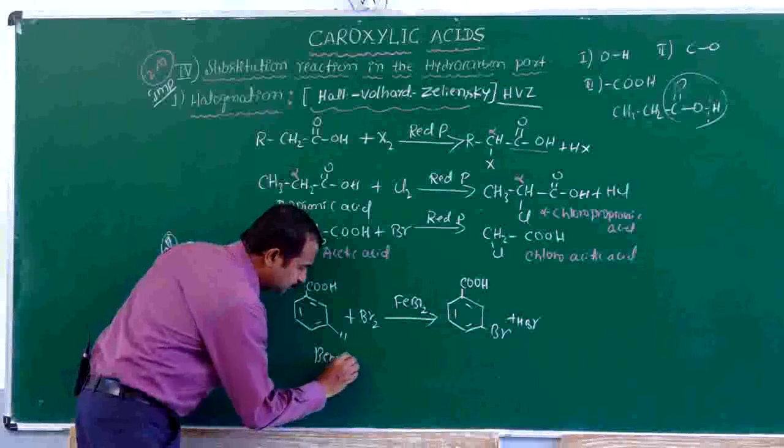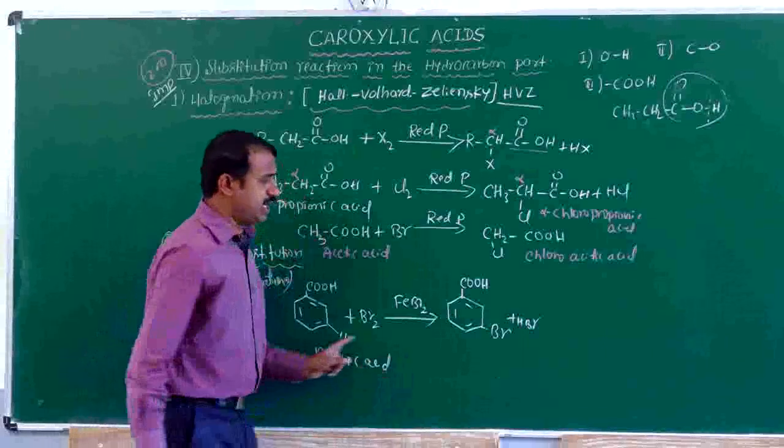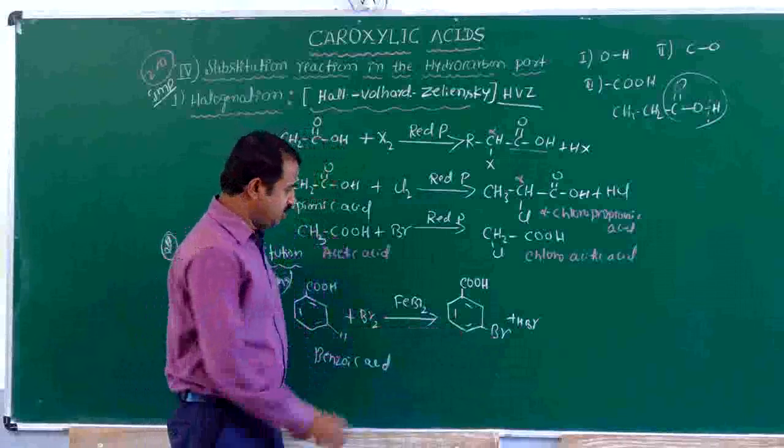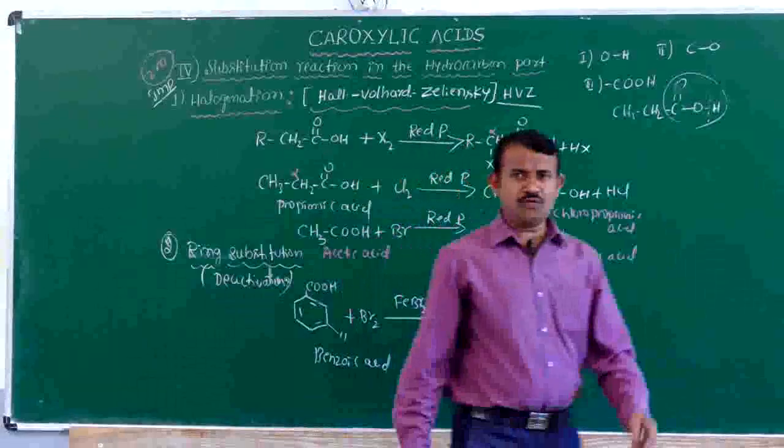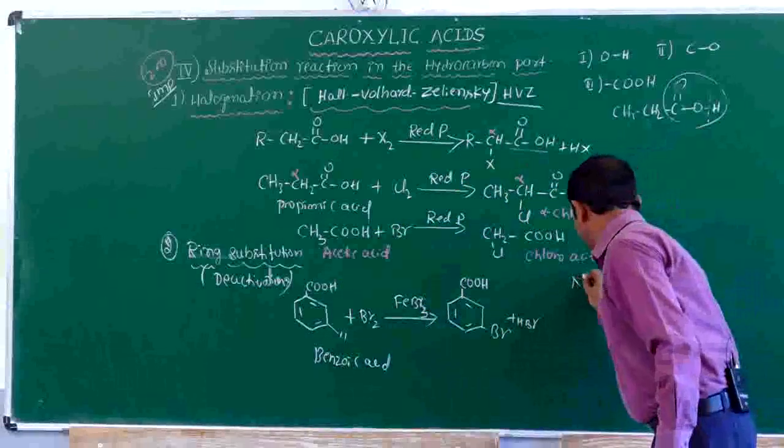Next, benzoic acid is converted to meta-bromo-benzoic acid. That is bromination, with ferric bromide. Next we will go for the nitration.